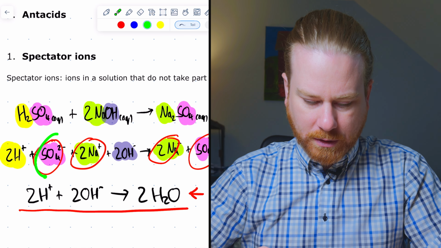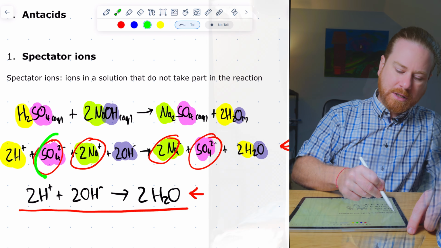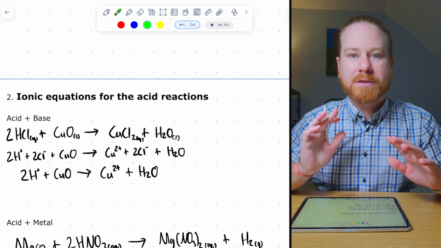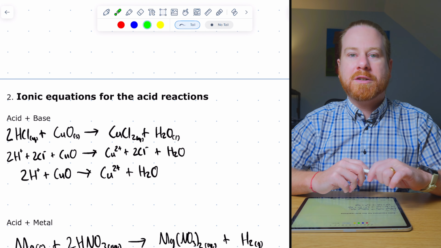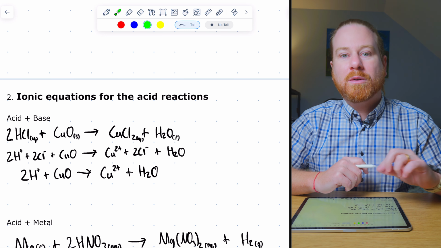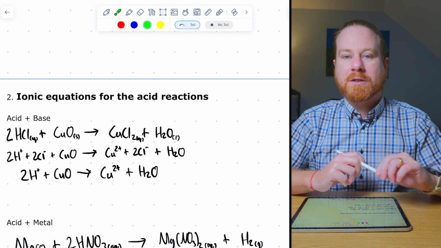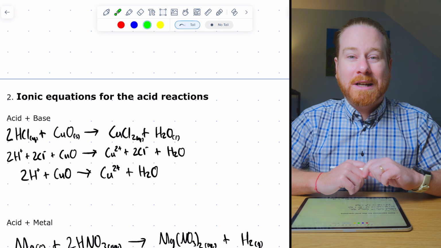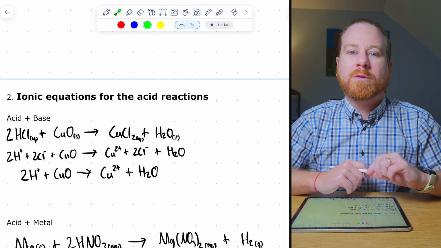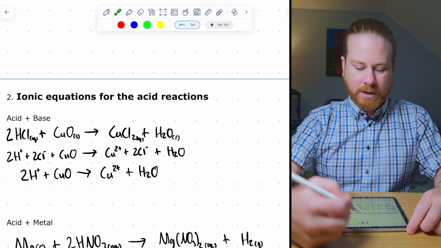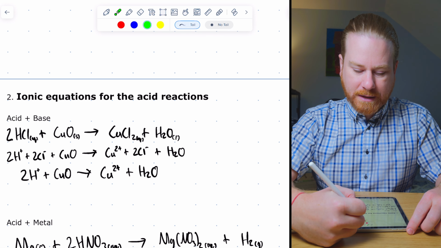Okay, so now let's go through the ionic equations for the acid reactions that you need to know about. So these are all the main reactions. We did these in more detail in another video, and we looked at how we can name salts and all of that sort of stuff. So if you want to find out about that, then click on the little tab that should have appeared on the screen. So let's go through these nice and quickly.